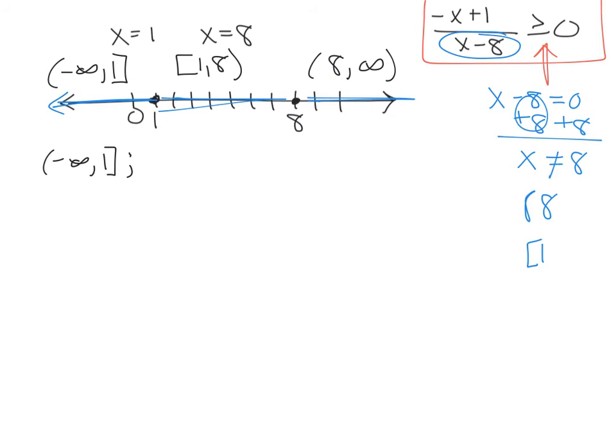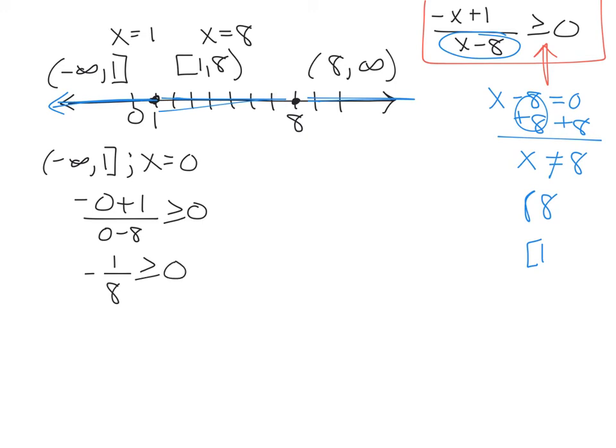So here I'm going to test x equals 0. When I do that, I get negative 0 plus 1 divided by 0 minus 8. This reduces to 1 over a negative 8, which is the same as negative 1/8. And negative 1/8 is not greater than or equal to 0. So I know that this interval is not a part of my solution.